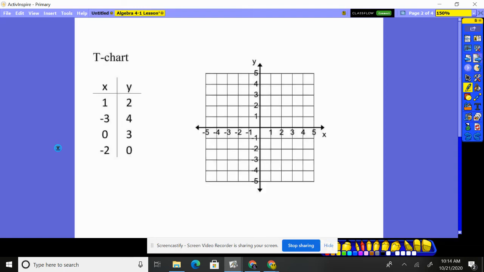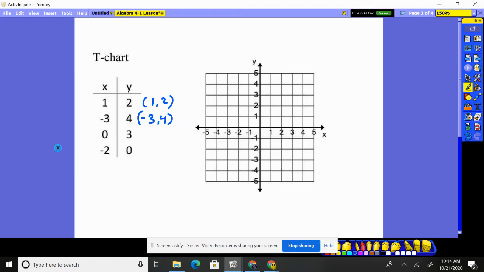That's a little refresher. Now, sometimes we have a T-chart. So let's say we have this T-chart here. A T-chart is simply an X and Y value. You plug in an X, you get a Y value back. This is basically the ordered pair 1, 2. This is the ordered pair -3, 4. I just want to make sure that we know that.